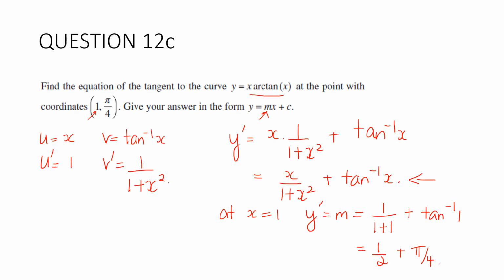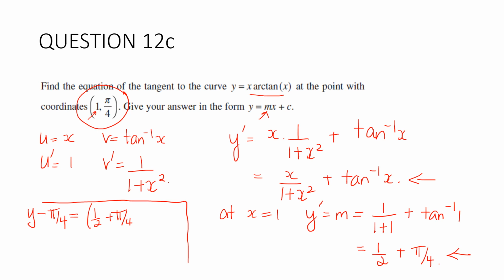Okay, now we'll come over here and we're going to substitute in to y minus y1 equals m brackets x minus x1. So using this point and this gradient here. So y minus pi on 4 is equal to m, I'm going to put that in brackets, and then x minus 1.